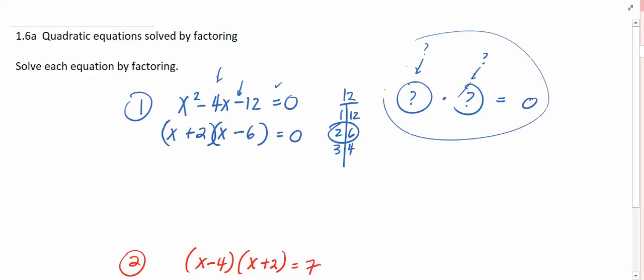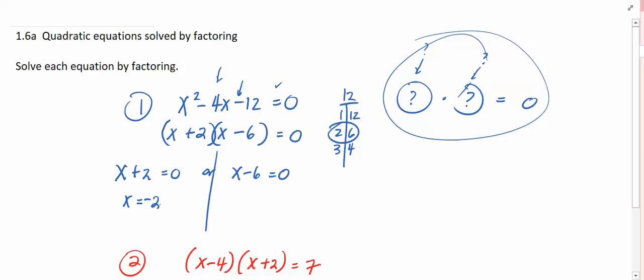Now I'm ready to use my zero product property that says that if something times something equals 0, then one of those somethings has to be 0. So I'm going to give that a chance to be the 0. I'm going to give also this one a chance to be the 0. So we really have the word or in between. I'm going to say that x is negative 2 or x is 6.